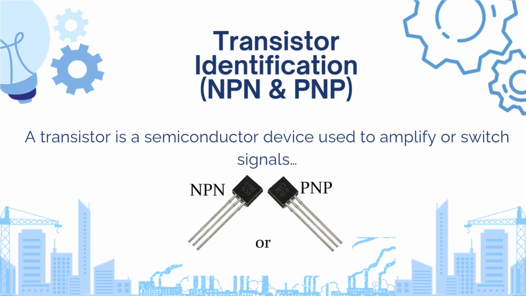A transistor is a semiconductor device used to amplify or switch electronic signals in a circuit. It is one of the most important components in modern electronics. A transistor has three terminals, which are emitter, base, and collector. The base acts as a control terminal that regulates the flow of current between the emitter and collector.